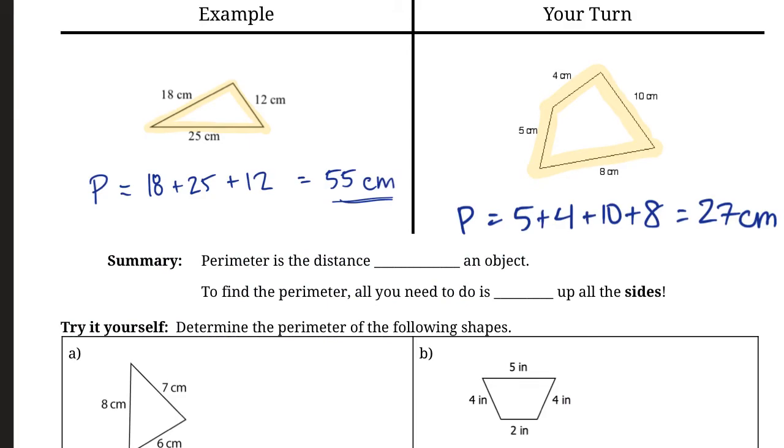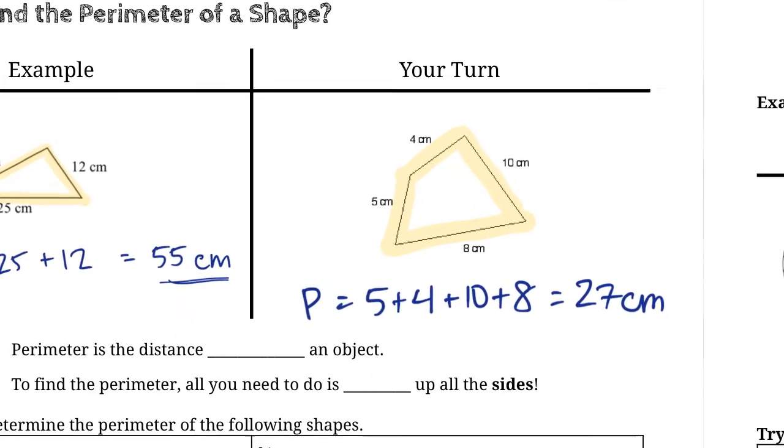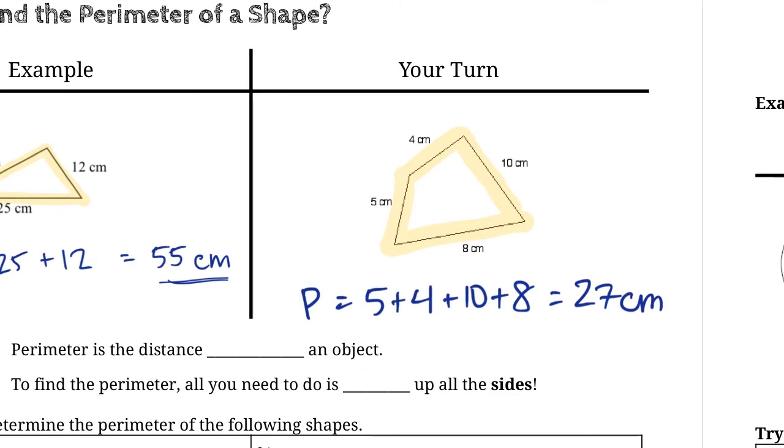So the answer you should have gotten was 27 centimeters. I always like to do a last check after I finish a perimeter question. Did I add up the same number of things as number of sides? And this one we can see, yep, there's 4 sides and I added 4 things, so it makes sense that the answer is 27.